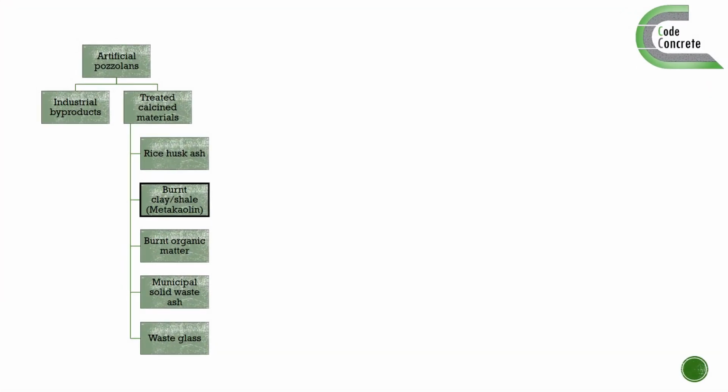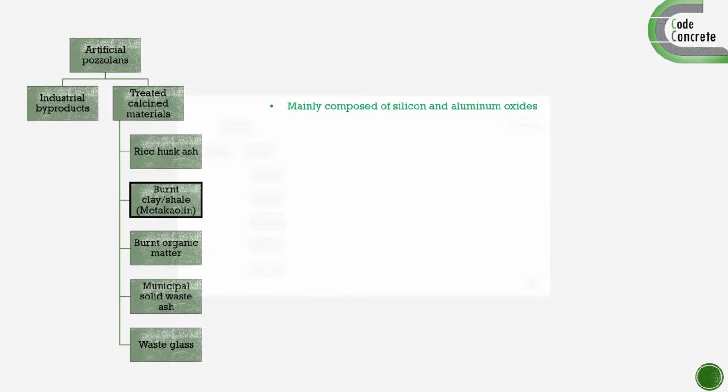Burnt clay or shale. Calcined clay, burnt shale, and metakaolin are produced by regulated burning of natural minerals at temperatures between 500 and 800 degrees Celsius. Metakaolin is originated from pure natural kaolinite clay, and is used in concrete at lower dosages than calcined clay or burnt shale. These materials are mainly composed of silicon and aluminum oxides.